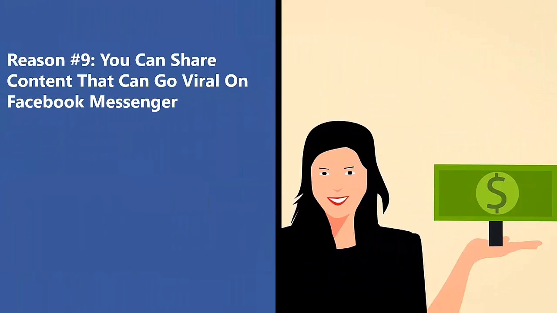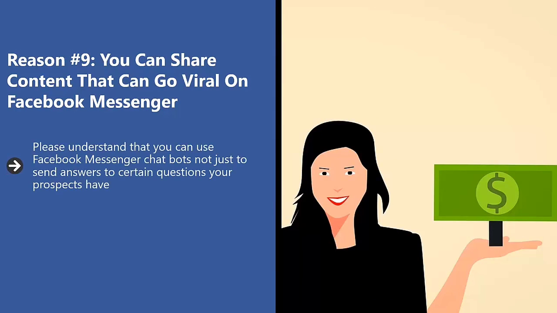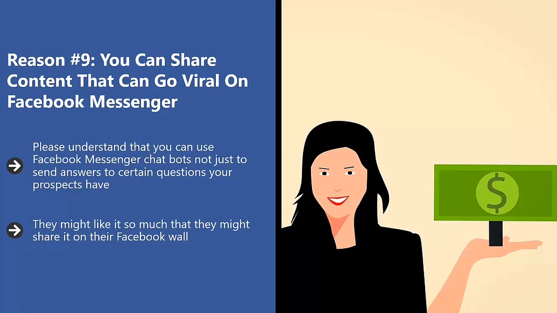Reason number 9, you can share content that can go viral on Facebook Messenger. Please understand that you can use Facebook Messenger chatbots not just to send answers to certain questions your prospects have. They can reach out to your messenger and you can send them an article or a blog post you produced. This can serve as resources. They might like it so much that they might share it on their Facebook wall. This is actually a form of guerrilla marketing or a backdoor avenue for free Facebook traffic. The more they share, the more likely your content would go viral.